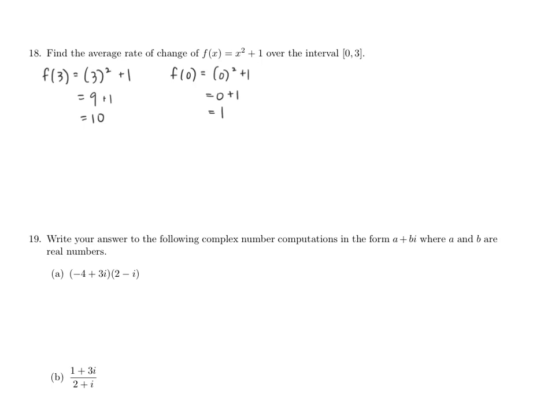And so the average rate of change is simply subtracting y values over the x values. So you would have 10 minus 1 over 3 minus 0. That would give you 9 over 3, which is 3. So the average rate of change over the interval 0 to 3 is 3.